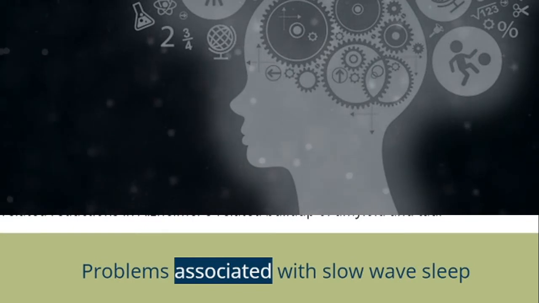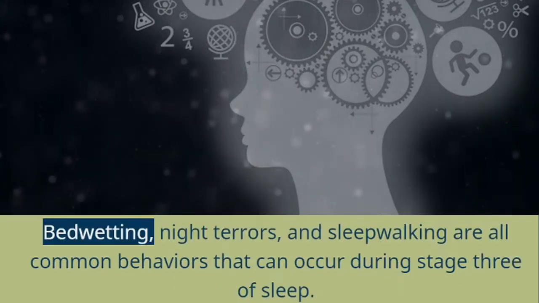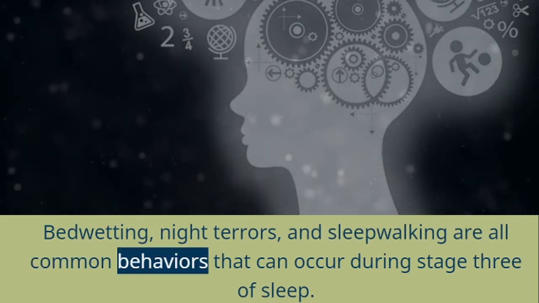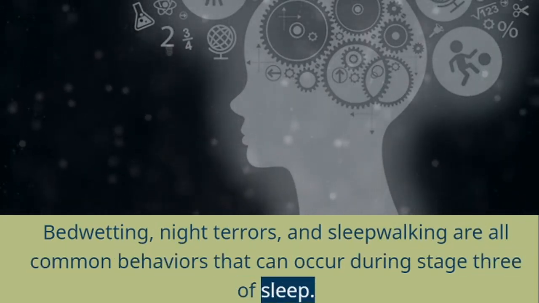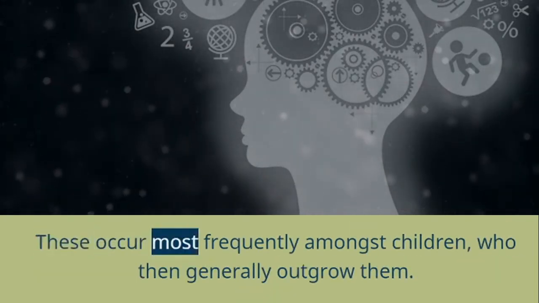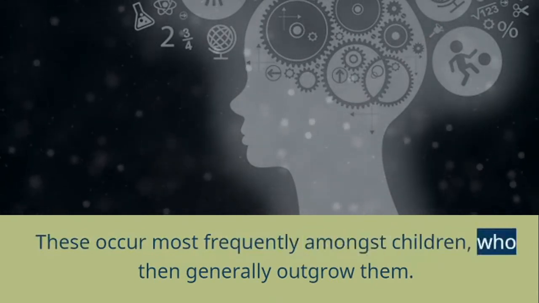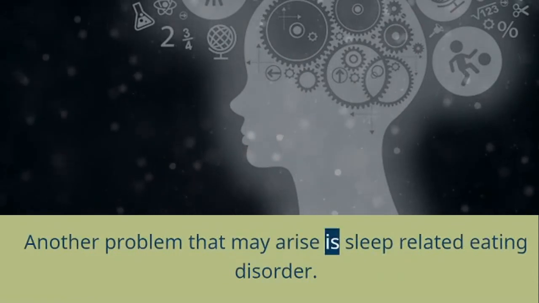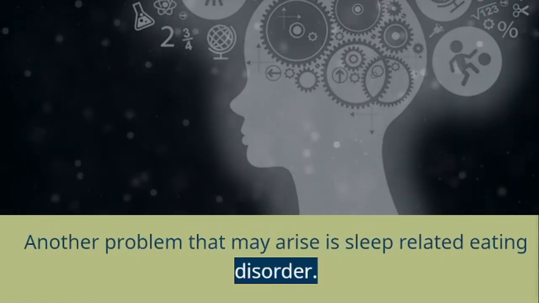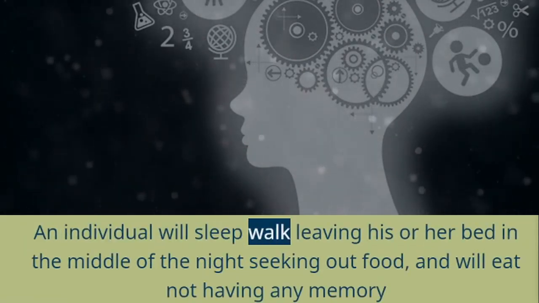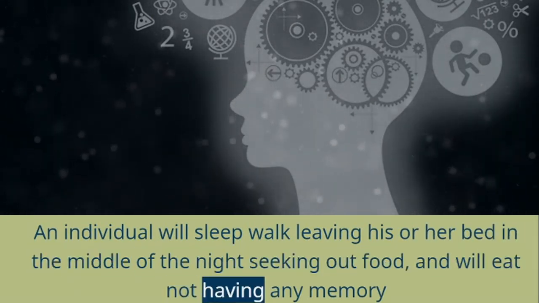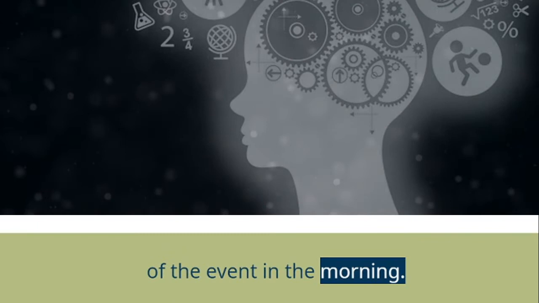Problems associated with slow-wave sleep. Bedwetting, night terrors, and sleepwalking are all common behaviors that can occur during stage 3 of sleep. These occur most frequently amongst children, who then generally outgrow them. Another problem that may arise is sleep-related eating disorder. An individual will sleepwalk, leaving his or her bed in the middle of the night seeking out food, and will eat, not having any memory of the event in the morning.